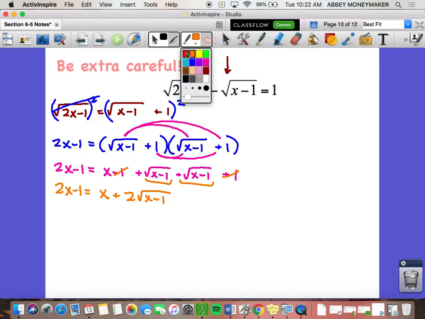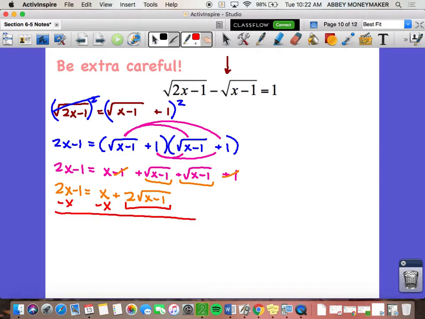So now I have to get the radical by itself, right? So I got to subtract the x. So that leaves me with x minus 1 is equal to 2 square roots of x minus 1. Again, friends, I do not want to divide by 2 because that will give me fractions. When you don't want fractions, we just have to square both sides.